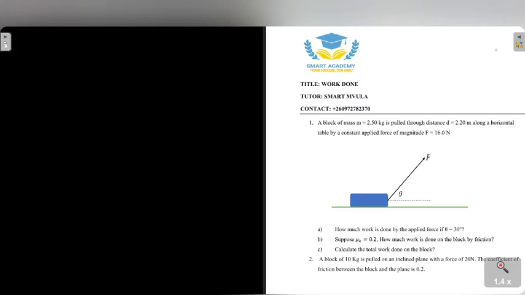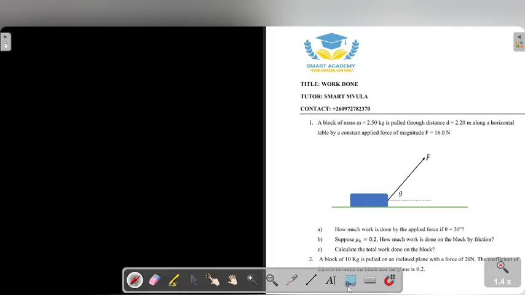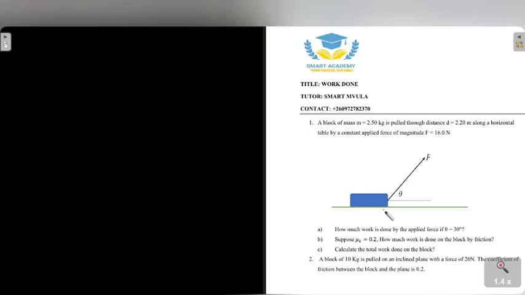So we have our question number one, which says a block of mass 2.50 kg is pushed a distance of 2.20 meters along a horizontal table by a constant applied force of magnitude 16 newtons. A is asking how much work is done by the applied force if theta is 30 degrees.